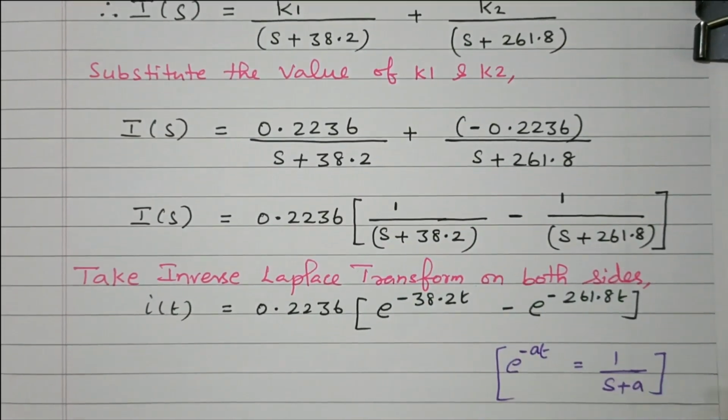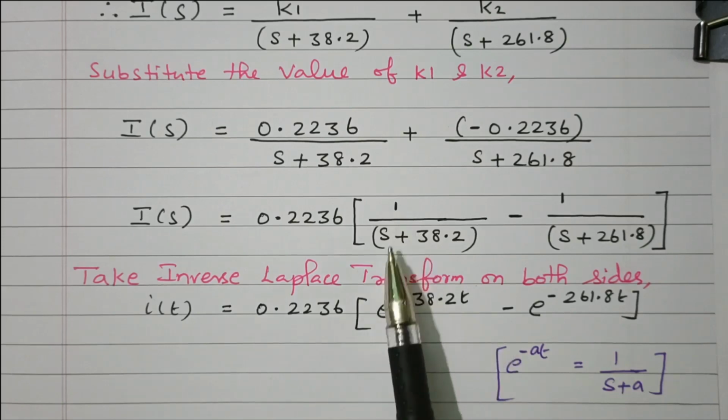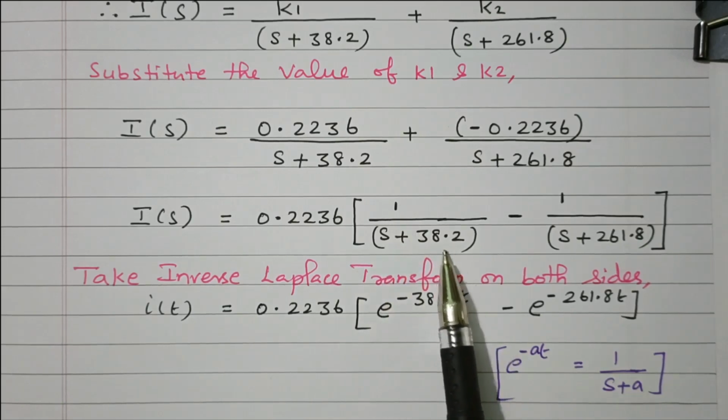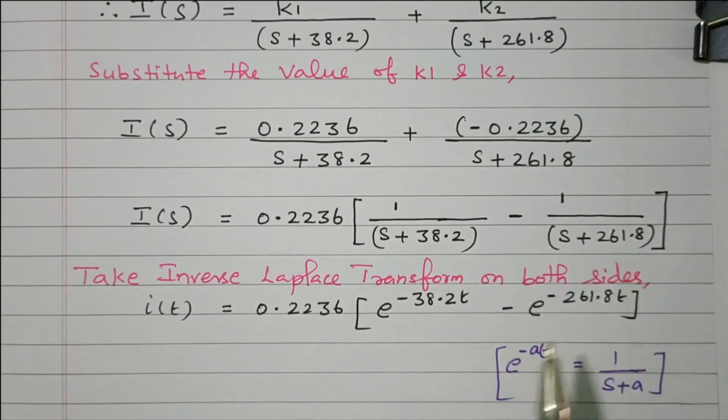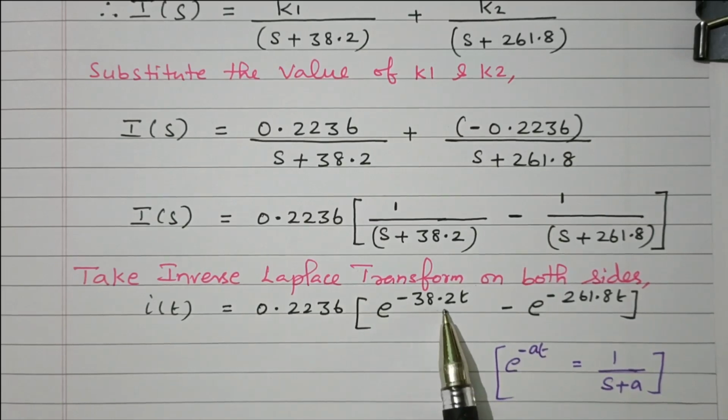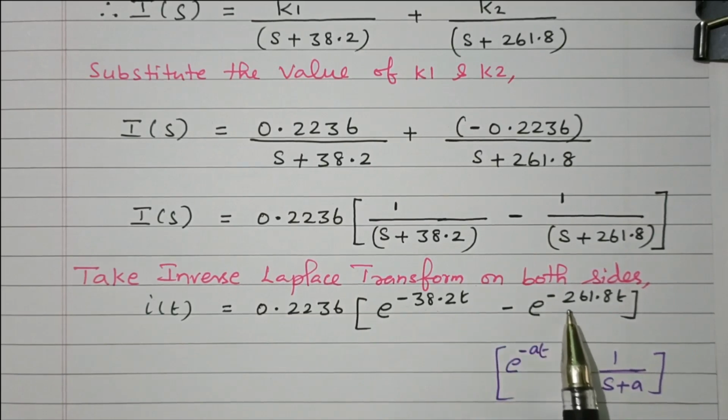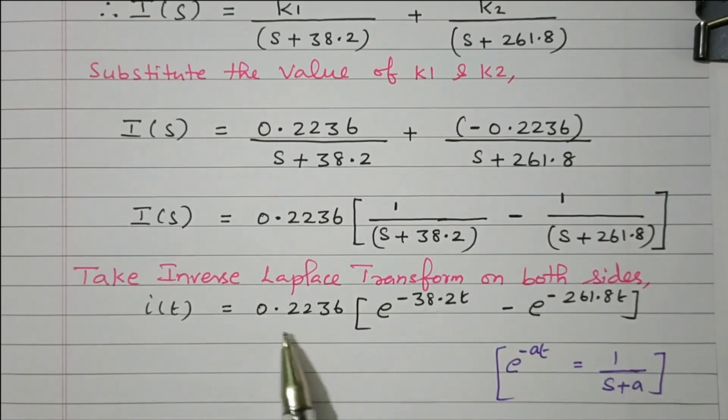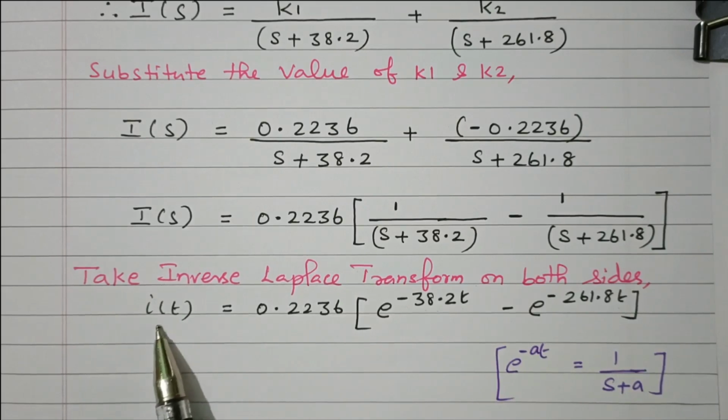Now we can take the inverse Laplace easily. This is a standard form. Based on this, 1 divided by S plus A is e power minus at. Here plus means minus, minus means plus. So this is very similar to 1 divided by S plus A. A is 38.2. Similarly, here A is 261.8. So based on that, we can write e power minus 38.2t minus e power minus 261.8t. So this is the final equation, the transient current of the RLC series circuit. Right, the final equation. Now we'll go for the maximum value.